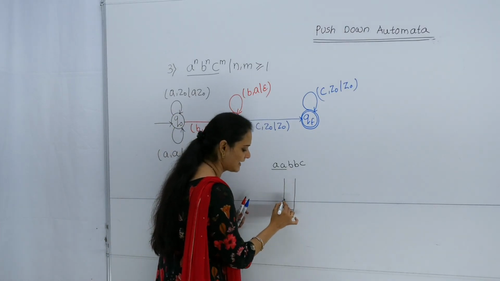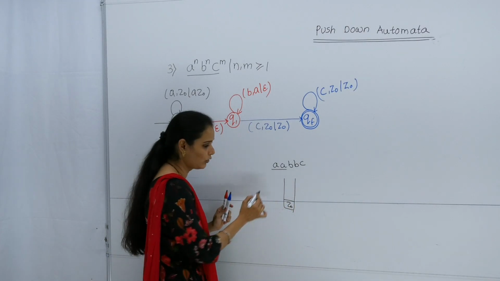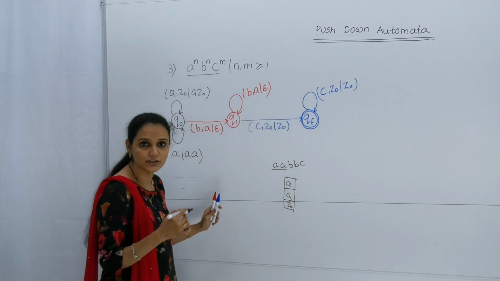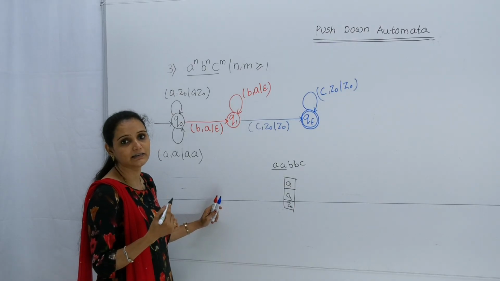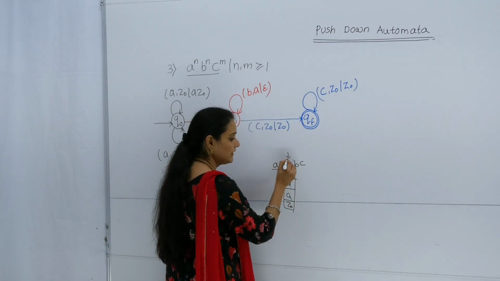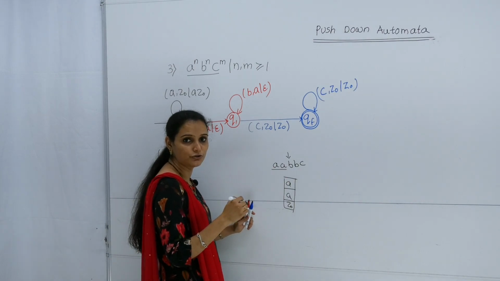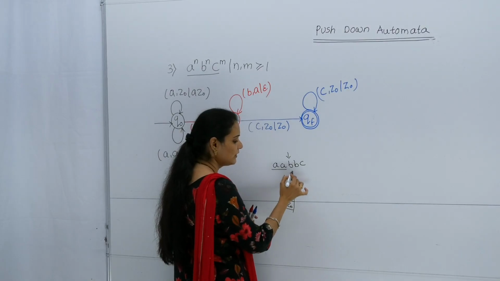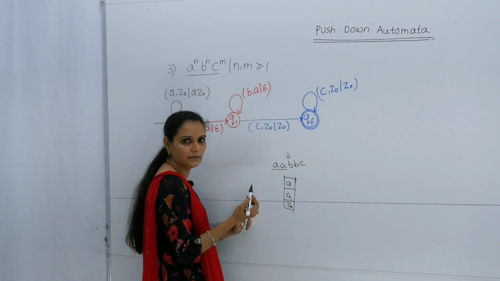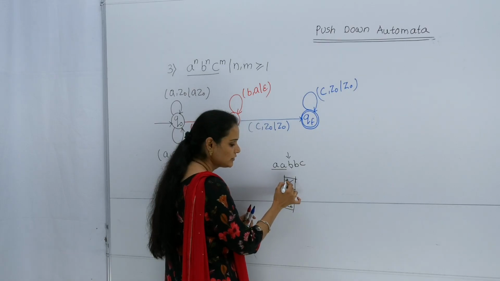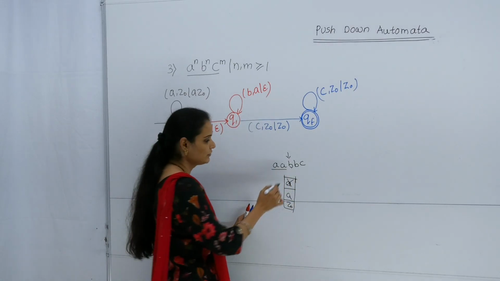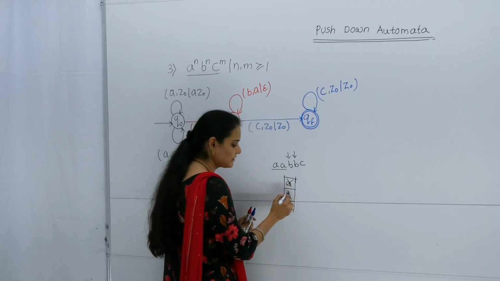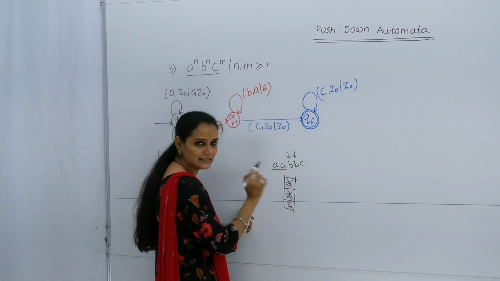Here is my stack, and the bottom of the stack is Z0. The first a will be pushed, the second a will be pushed. The pushing operation will continue until we obtain the first b. When I obtain the first b, we stop pushing and start popping. For that b, I perform the pop operation, so the top of the stack is popped. For the second b, again a pop operation is performed. Now the stack is empty.